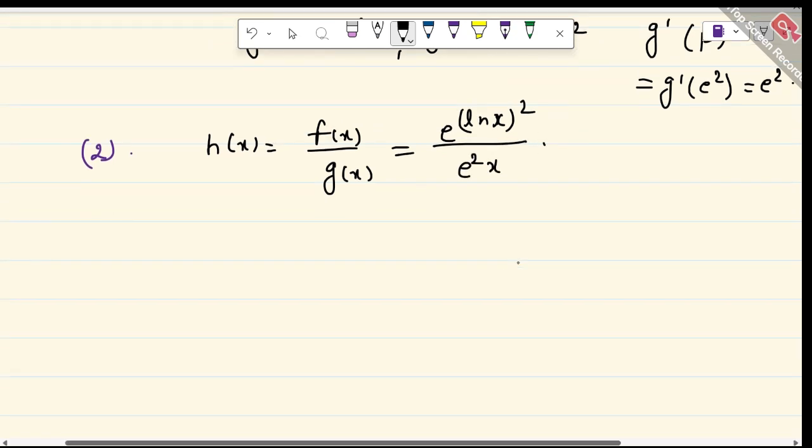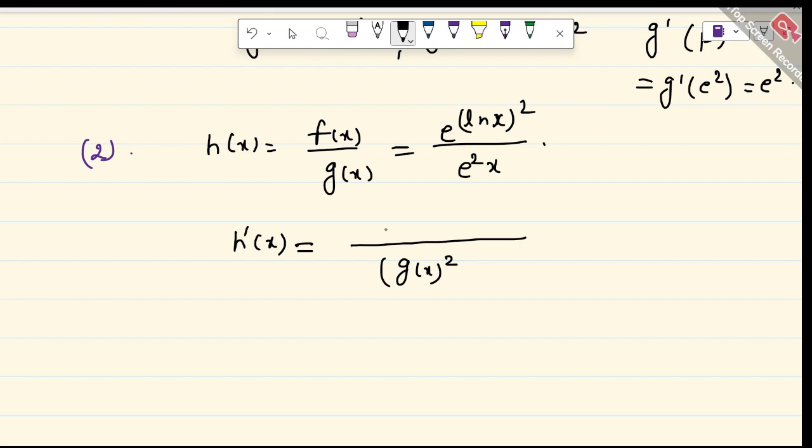So now we have to find h'(x). To calculate h'(x), we use the quotient rule. So h'(x) is equal to [f'(x) times g(x) minus g'(x) times f(x)] over g(x) whole square.